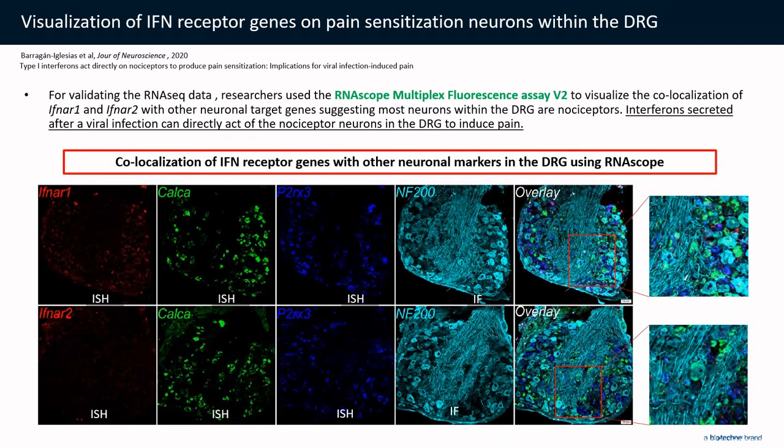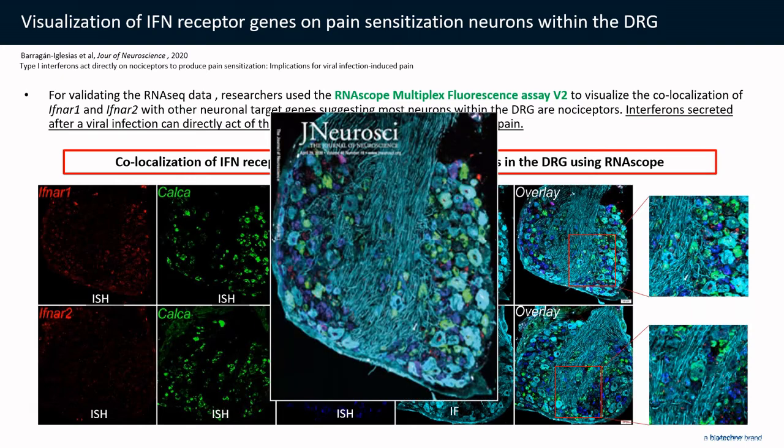In this case, they used the RNAscope multiplex fluorescent assay, and they validated their single-cell data, and they visualized the co-localization of these interferon receptor genes with neuronal markers in the DRG. Now, a lot of you may not know this, but this RNAscope image also made the cover of the issue of Journal of Neuroscience. And what this paper is really demonstrating is the role of the RNAscope assay in visualizing cellular activity in a cell type specific manner, really giving you power and information to your entire research.